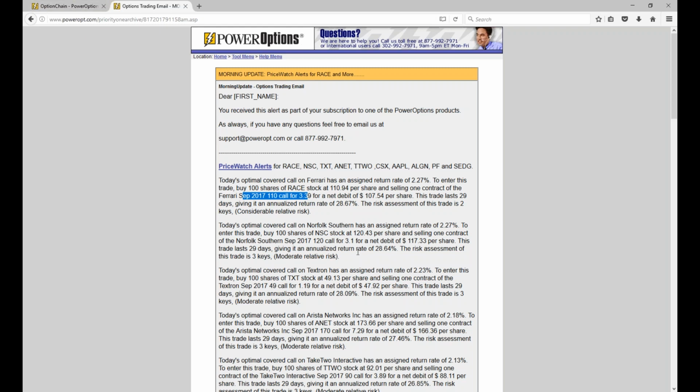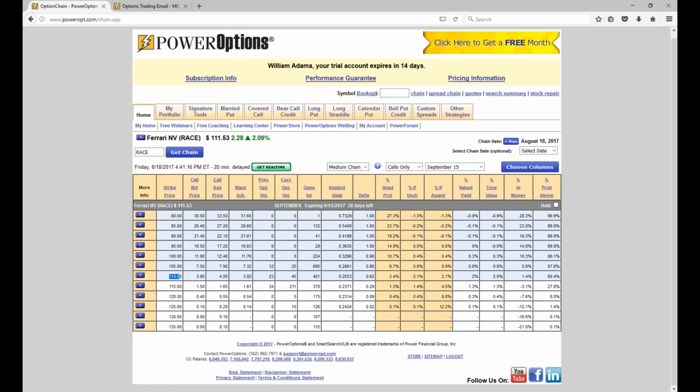Get that email, see it in the morning, see some ideas. Log on to Power Options. Go to the option chain and say, okay, now here's my 110 call with a 2.1% potential return if assigned and a 3.5% downside protection and a 60% probability. Here's what the 115 would give me. All right, let me use the more information.